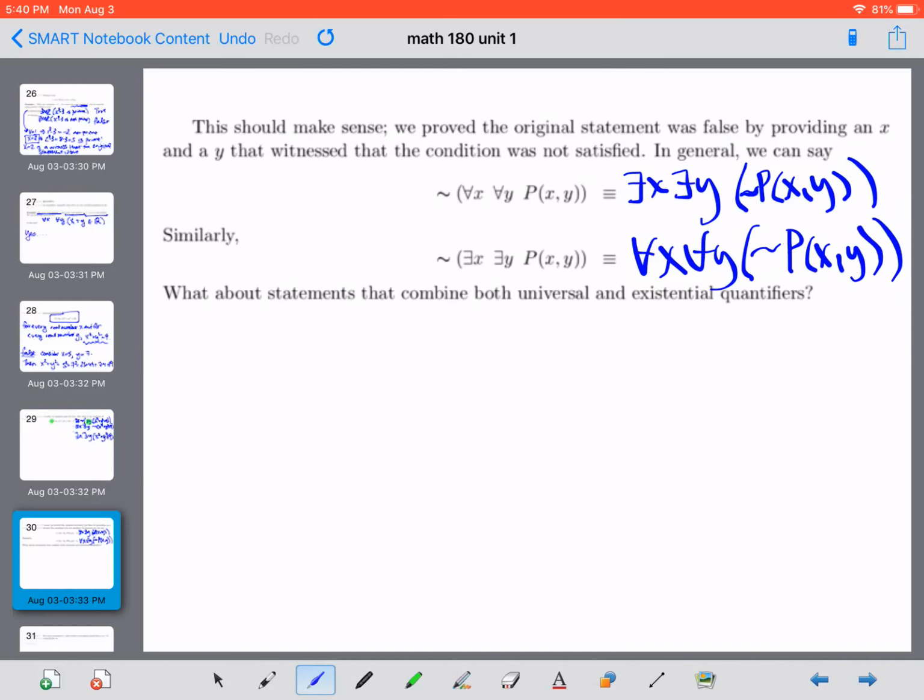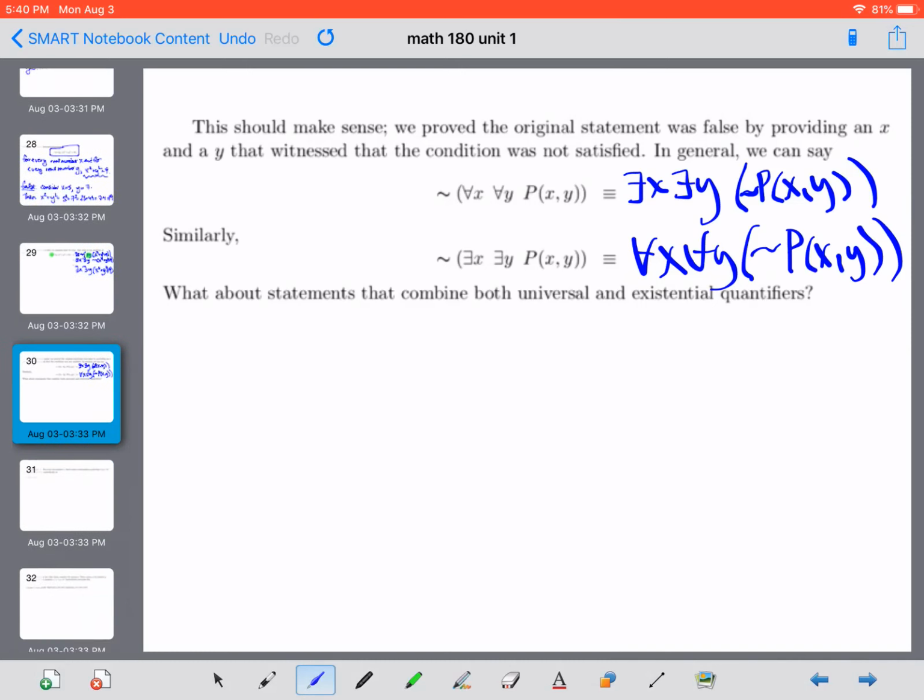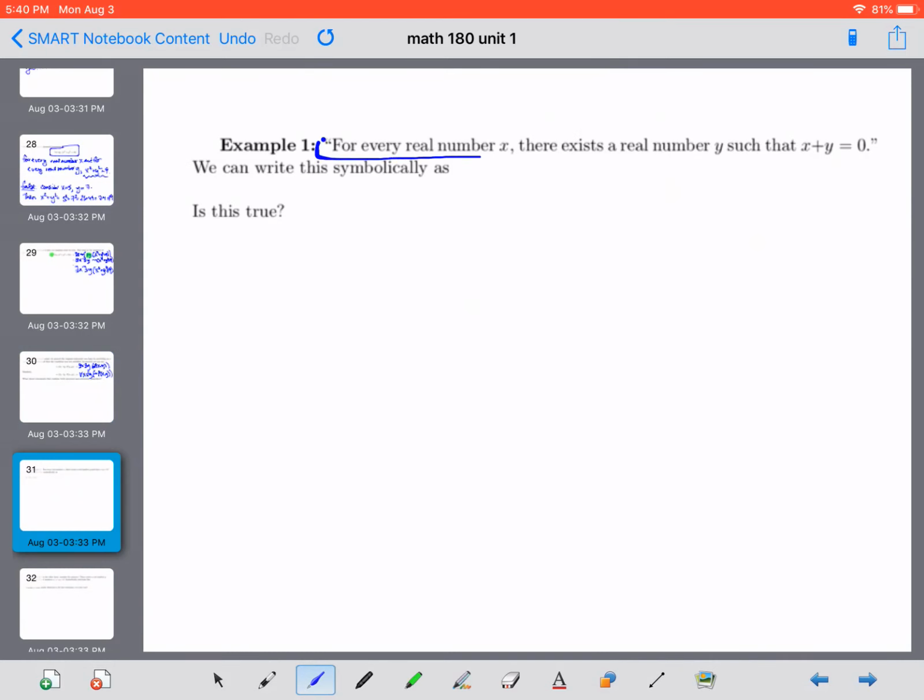But what if you had a statement that used both universal and existential quantifiers? So let's look at an example. For every real number x, there exists a real number y such that x plus y equals 0. Let's try to write this symbolically first. So I'm going to break this apart one at a time. We start with for every real number x.